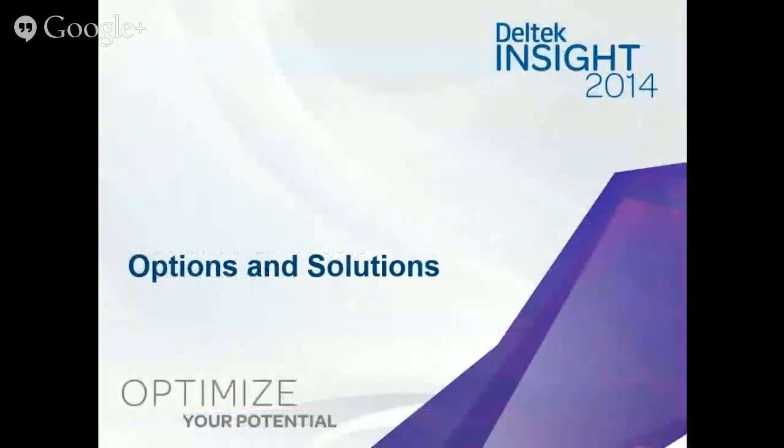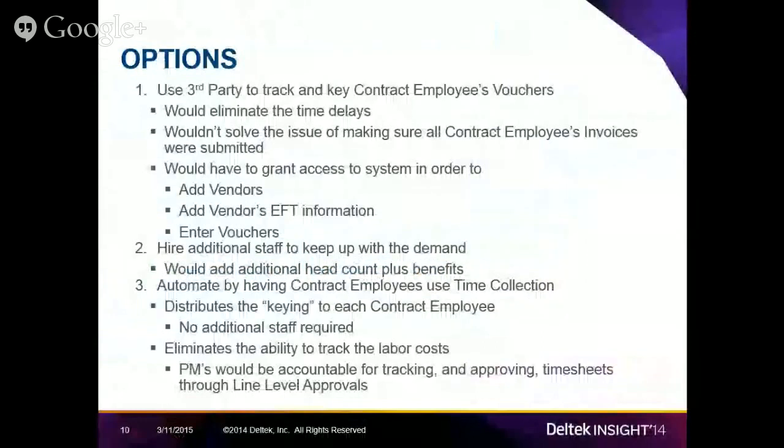So I came up with some options and solutions for the problem. The first thing that I was thinking about doing is we could use a third party to go in there and key in the employees' vouchers. By doing that, it would eliminate the time delays. It wouldn't solve the problems with making sure that all the contract employees' invoices were submitted, because, as you know, if you have a contractor working, the accounting department doesn't really know that these people are putting in time until you get an invoice. So it made it really hard for projections and such. And so we were thinking that that issue wouldn't be resolved with option number one.